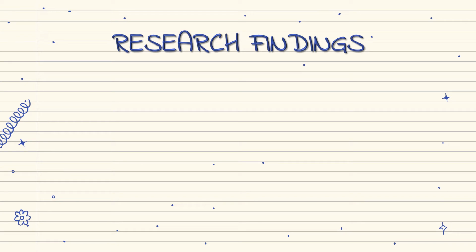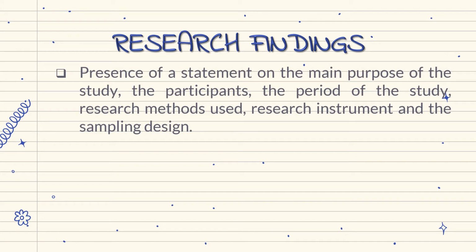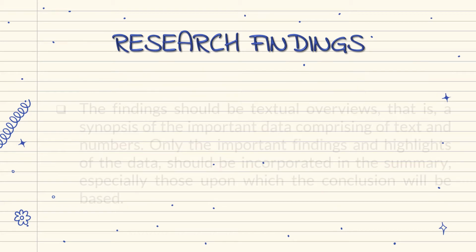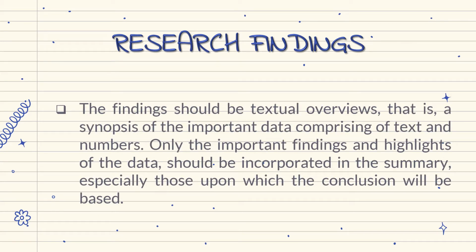In terms of summary of key findings, the following characteristics must be observed. First, the presence of a statement on the main purpose of the study, the participants, the period of the study, research methods used, research instrument, and the sampling design. Also, the findings may be taken all together, but each specific question in the statement of the problem must be specified, then followed by the findings that would answer it. And lastly, the findings should be textual overviews, that is, a synopsis of the important data comprising of text and numbers. Only the important findings and highlights of the data should be incorporated in the summary, especially those upon which the conclusion will be based.